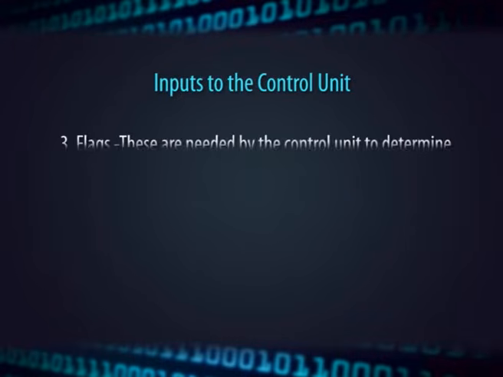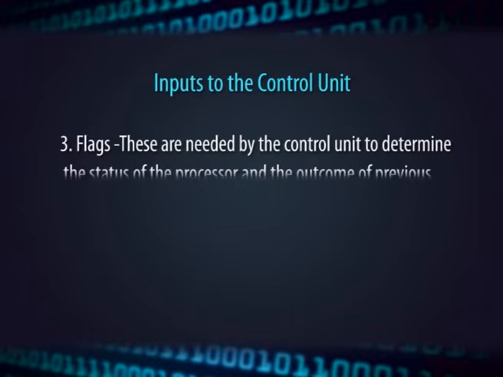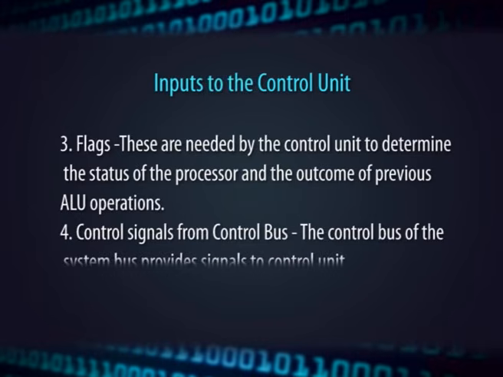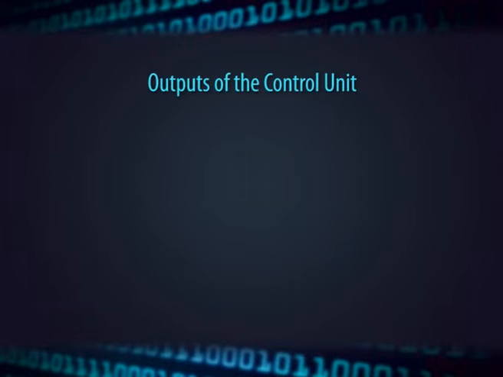Third is flags. These are needed by the control unit to determine the status of the processor and the outcome of the previous arithmetic and logical operations. Fourth is the control signals from the control bus. The control bus of the system bus provides signals to the control unit. So, in short, we have studied that there are 4 inputs to the control unit.